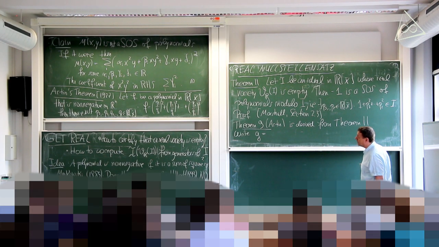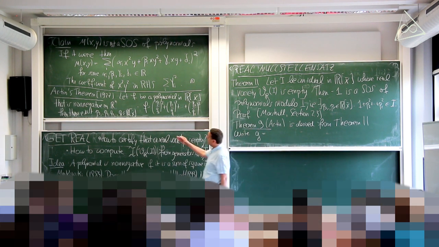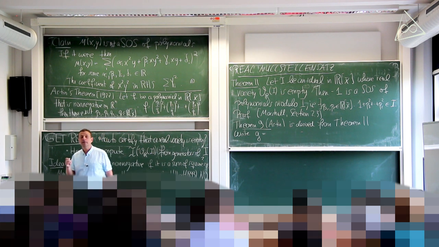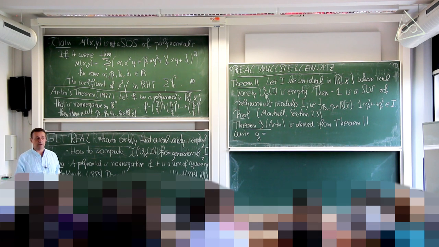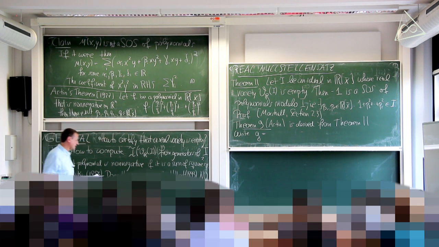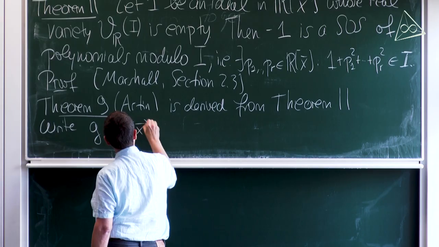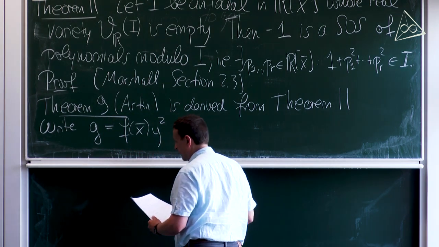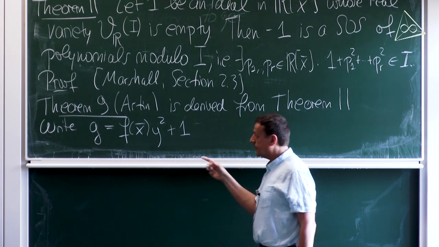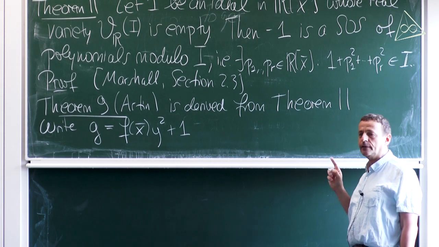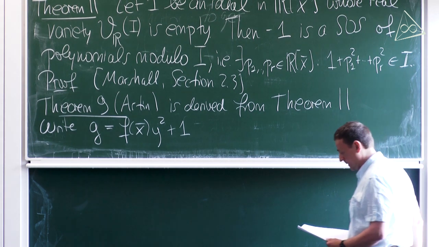a non-negative polynomial is always a sum of squares of rational functions. So I'm given a polynomial f that's non-negative on R^n, and I'd like to write it as a sum of squares of rational functions by way of this representation. So here's what I do. I use the same trick as before, but now I introduce an auxiliary variable y again, and I'm going to look at f times y squared plus 1. So earlier we had f times y minus 1, but now let me look at f times y squared plus 1. I always have to play with squares over the real numbers.